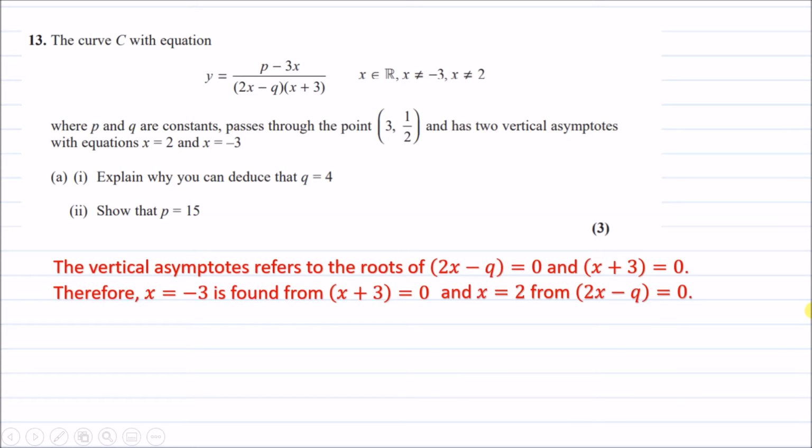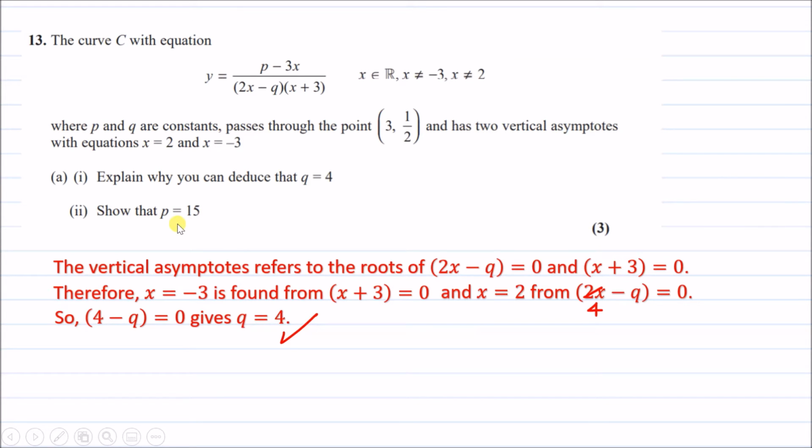Now, if you think about it, let's do some writing here. If you replace this x with a 2, you get 2 times 2, which is 4. You get 4 minus q equals 0. So, essentially, we can see why it's 4 now. So, we can say, therefore, 4 minus q, when it equals 0, will give us what we want. And that's it. There's not much to it. Now, for the second bit, it says, show that p equals 15.